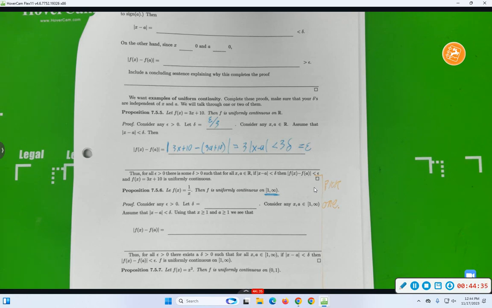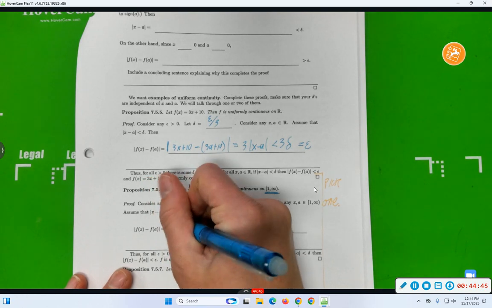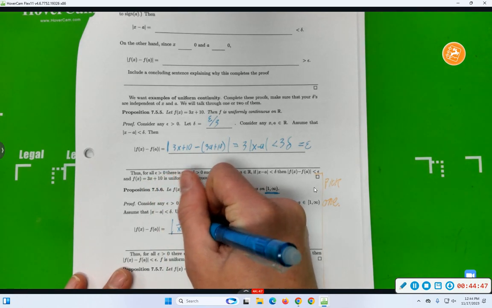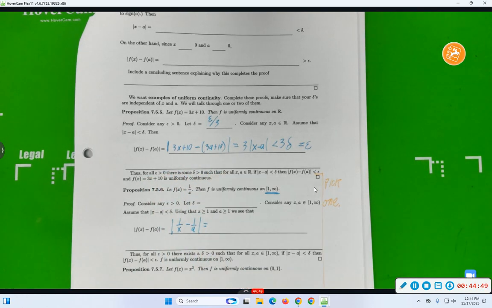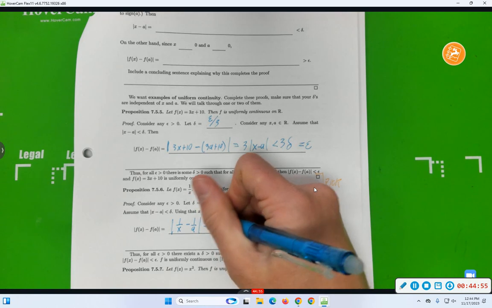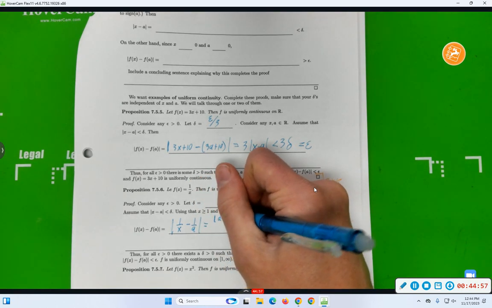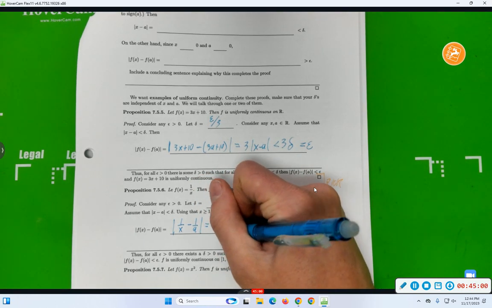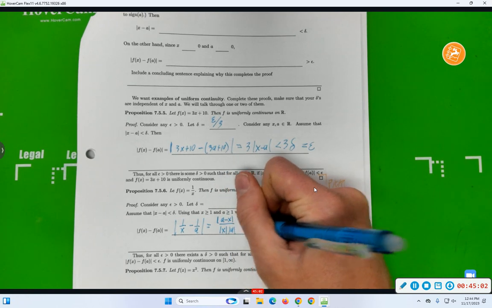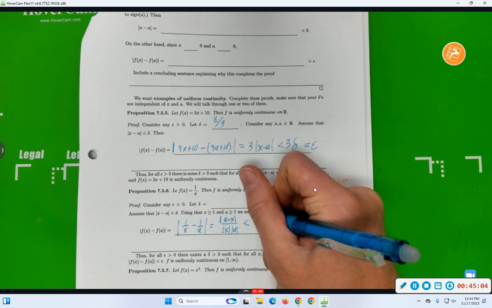Do I know that x is bigger than 1, or equal to? Yeah, it's in that domain. Same thing with a. Let's see what happens if I use that. f of x minus f of a is 1 over x minus 1 over a. And we simplify that a little bit. It simplifies to the absolute value of a minus x over absolute value of x times absolute value of a. Nice. And a minus x I know to be less than delta.